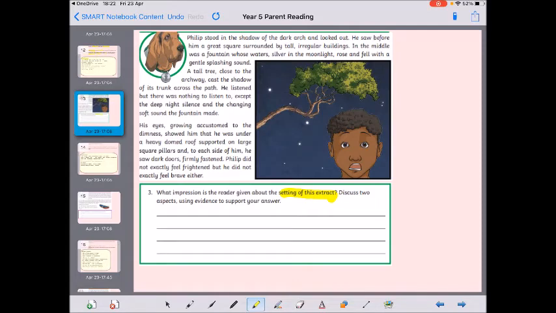So the children would have to think about that paragraph and have a think about what impression they get from that setting. So they might want to mention the irregular buildings. They might say that the shadows make it sound a little bit creepy, and also the fact that there was nothing to listen to.